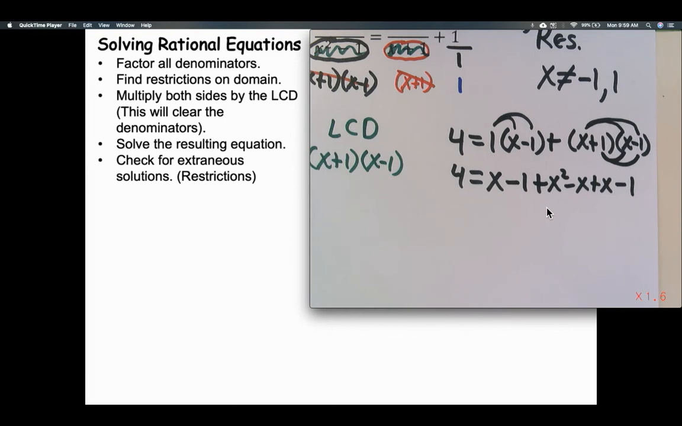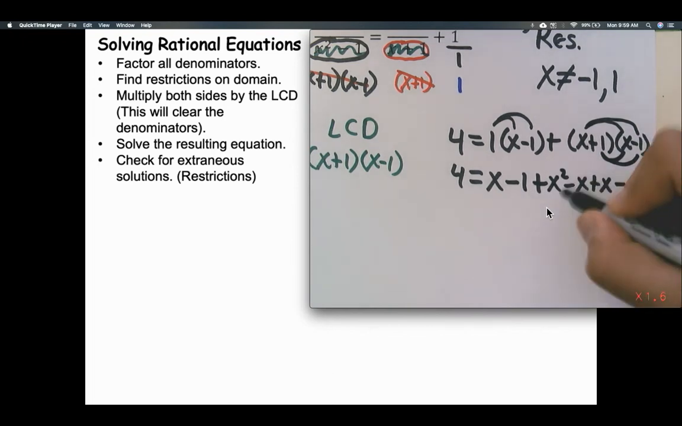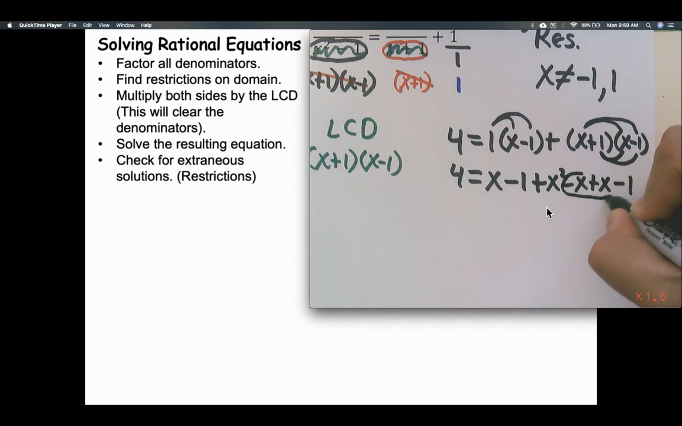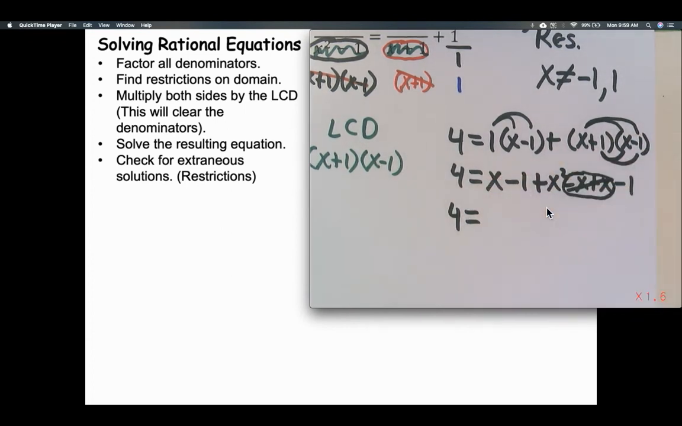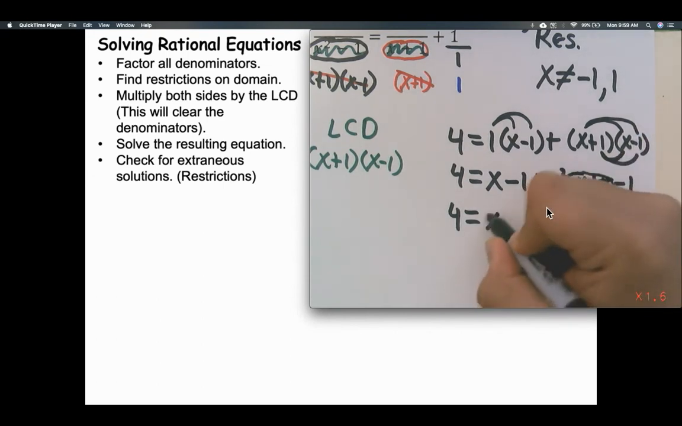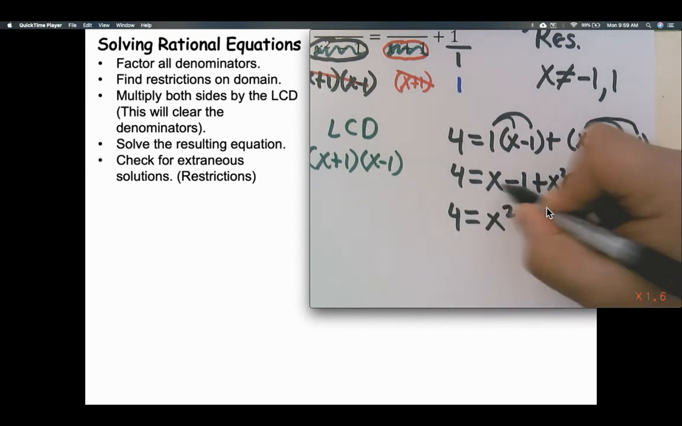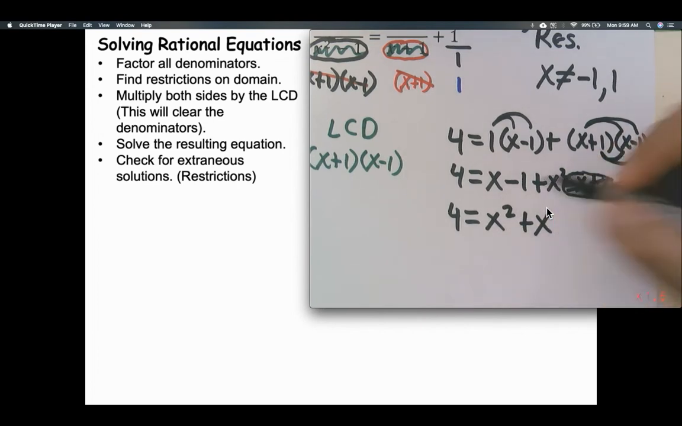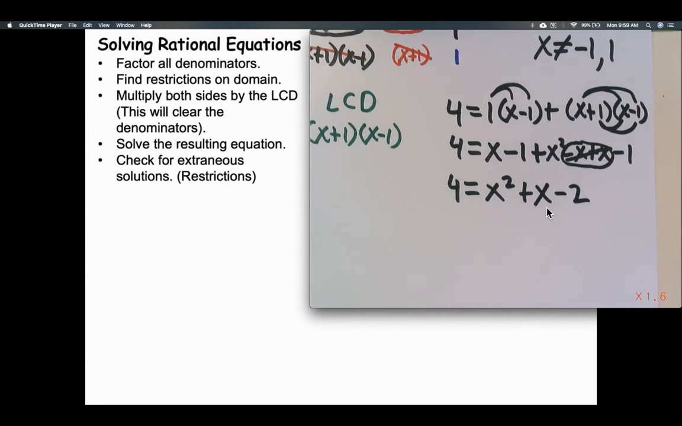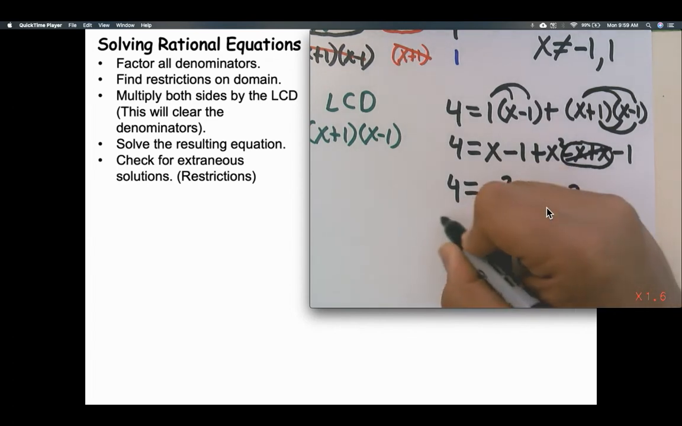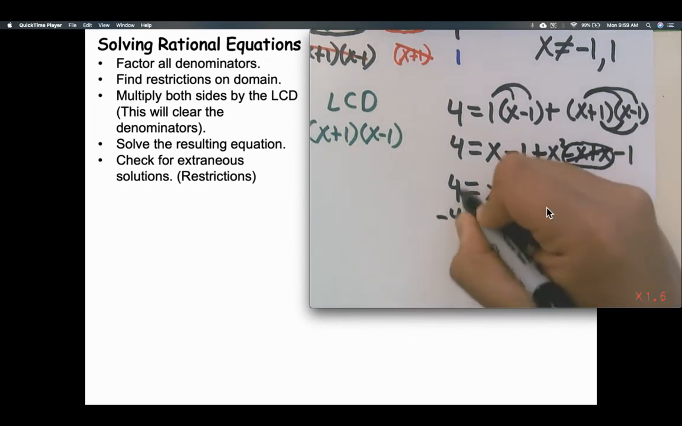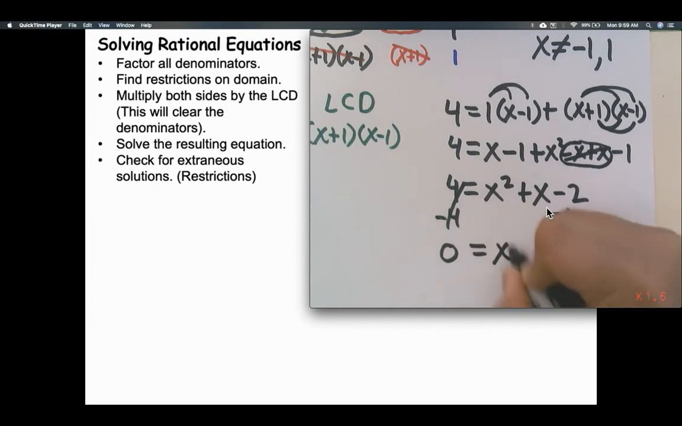And now we're just going to start combining like terms. So I can see that these x's are going to go away. Let's bring down the 4. Start with your x squared. Just stays x squared. Those x's were gone, so I just got my plus x and minus 2. Okay. So this is a quadratic, so you can solve this any number of ways, but I got to get one side equal to 0 before I start solving quadratics. So that's 0 equals x squared plus x minus 6.